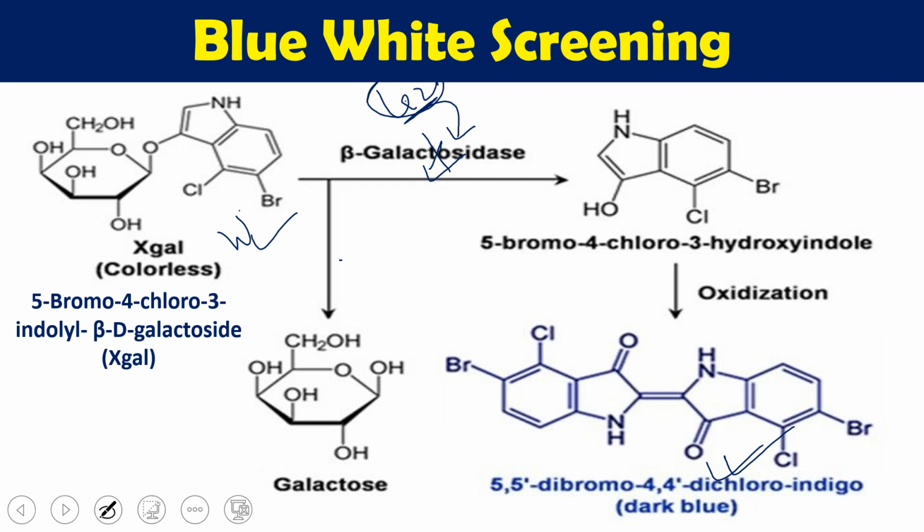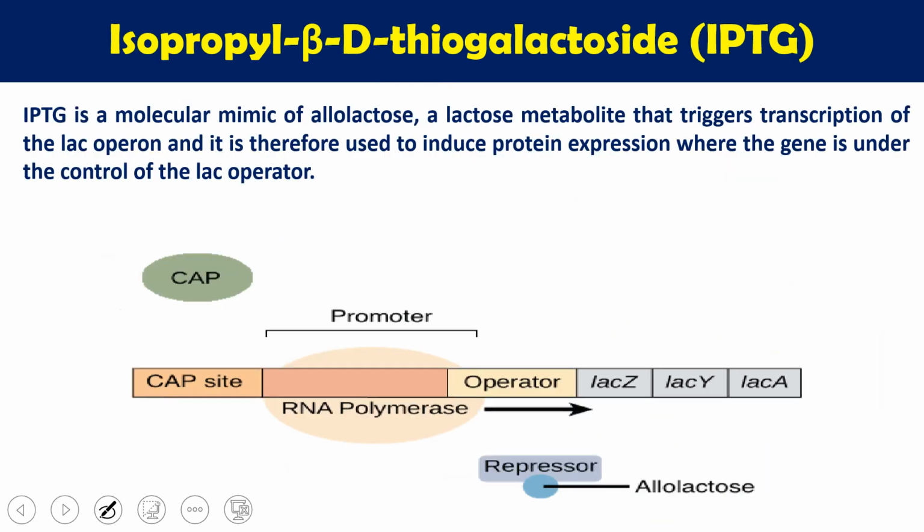So white colony means the gene of interest has been inserted between the LacZ genes, and a blue colony means no insertion has been there. Along with this, we are also going to use one kind of inducer in the culture media, that is called IPTG. Chemically, IPTG is isopropyl beta-D-thiogalactoside.